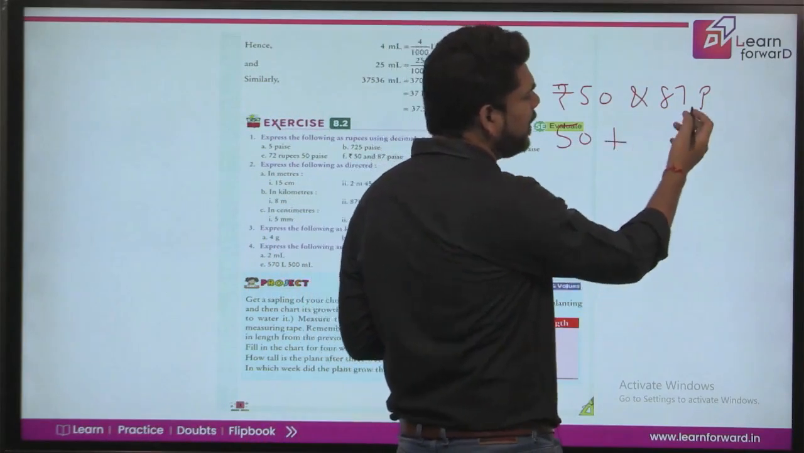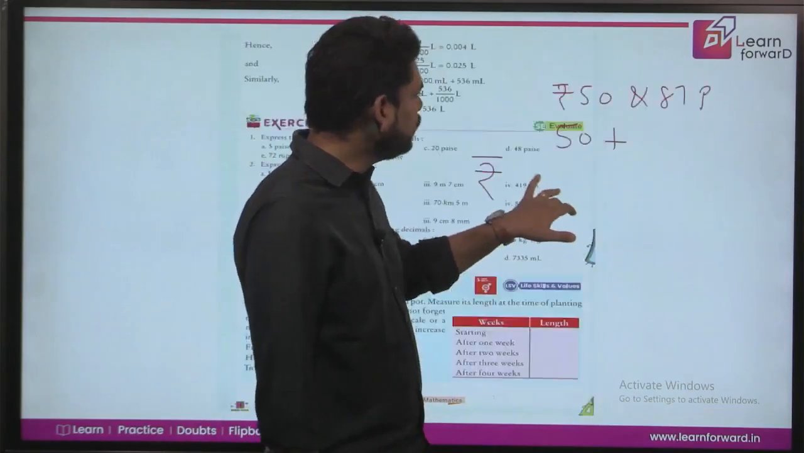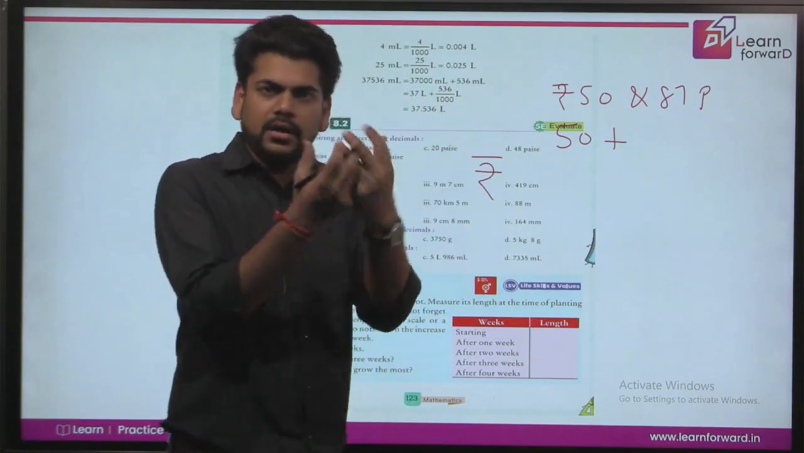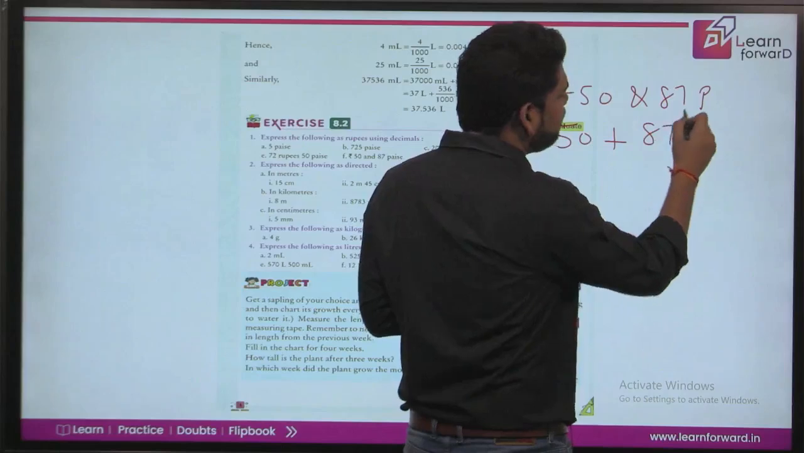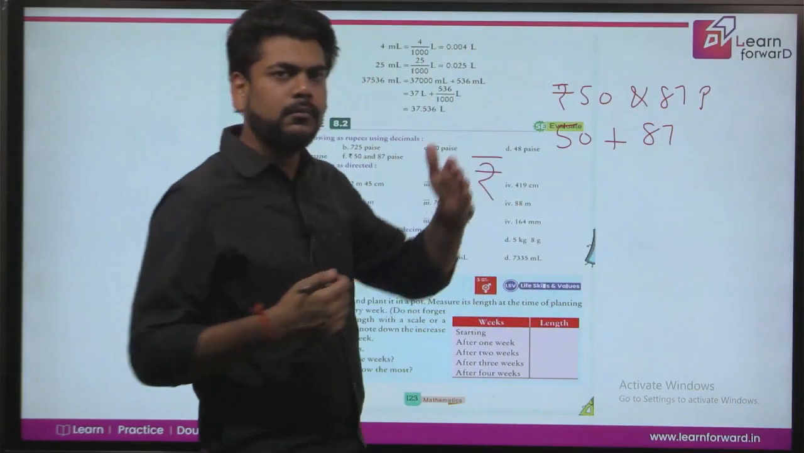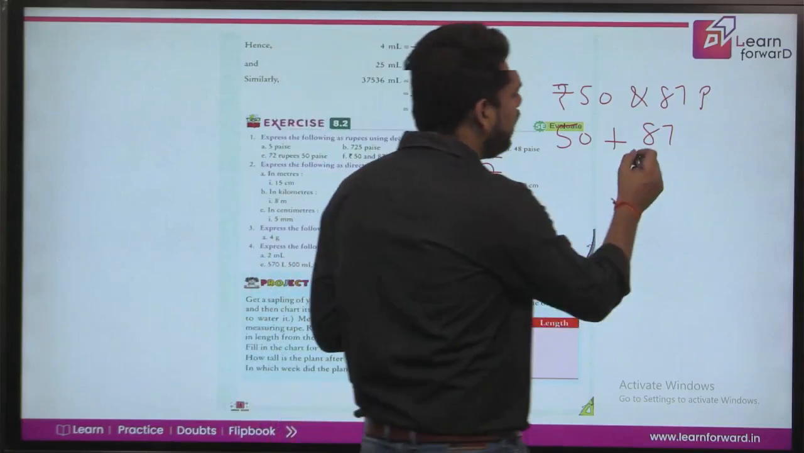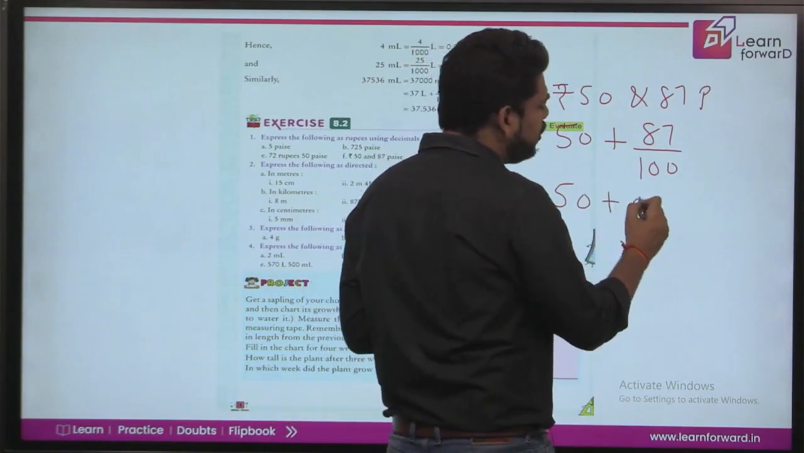Plus, how many paisa we have? 87. Why am I adding it? Because we have 50 rupees and 87 paisa. Both are with us only. So we'll add them. Now we want to convert 87 paisa in rupees. Paisa in rupees, so we will divide by 100. When I divide it, the answer will be 0.87.